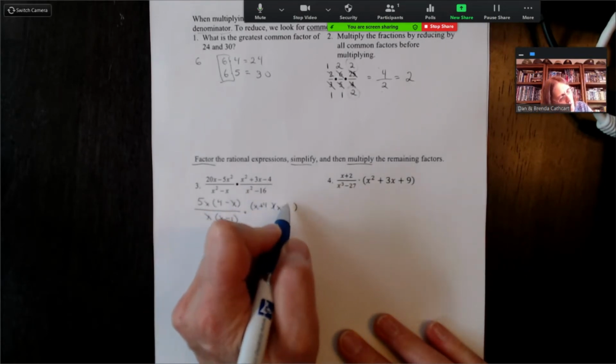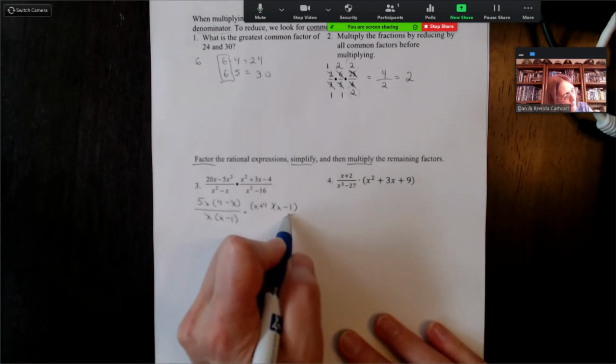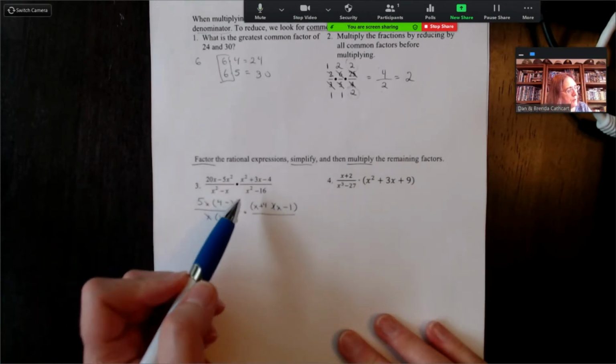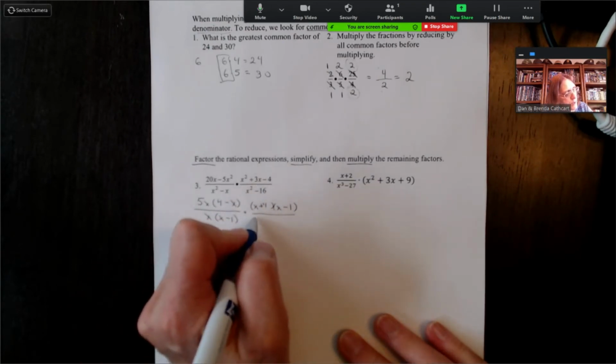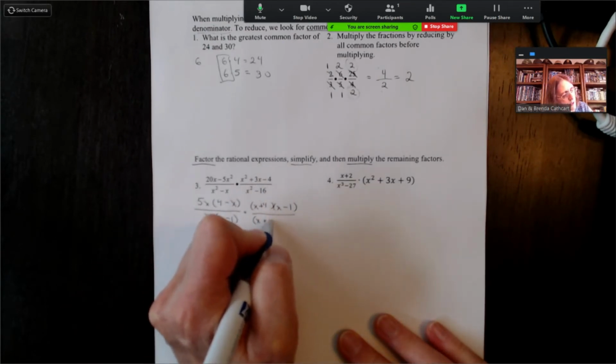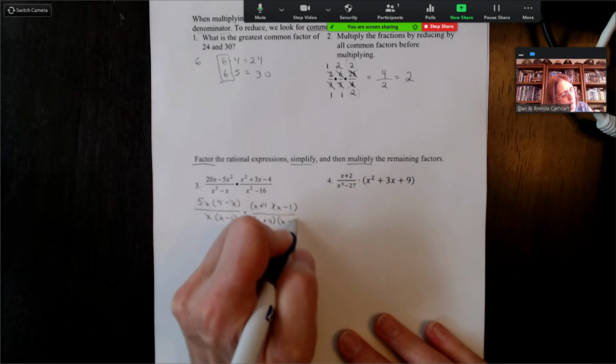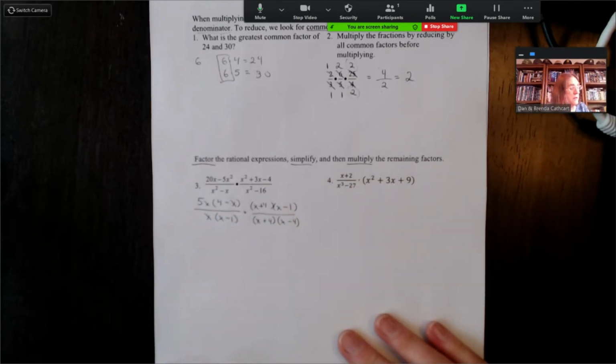negative 1. Now in our denominator, we have x squared minus 16. It's a binomial. It's a difference of two squares. So it factors to x plus 4 and x minus 4. Let's go ahead then and reduce the common factors that we know.